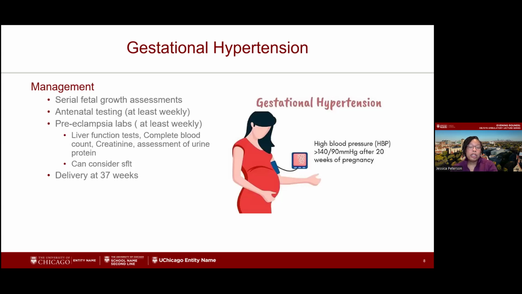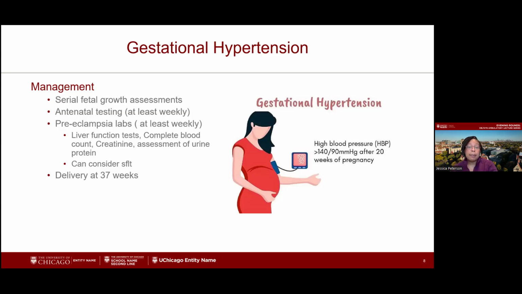So how do we manage gestational hypertension? When someone is diagnosed with gestational hypertension, we do serial growth assessments, usually at whatever gestational age they're diagnosed with gestational hypertension, no matter how early that is. And then we would do antenatal testing, again, non-stress tests, biophysical profiles, things like that, at the very least every week. Oftentimes, though, for us, we do them twice a week because of the risks.